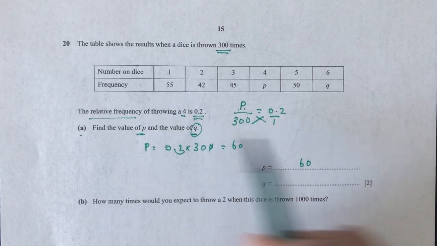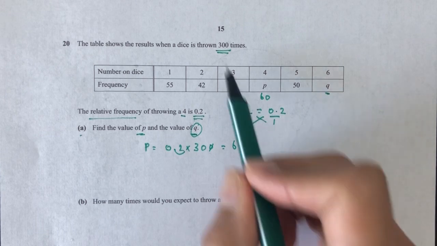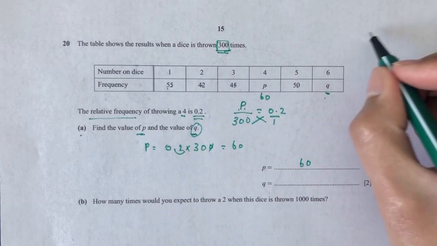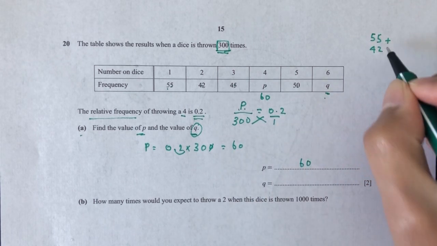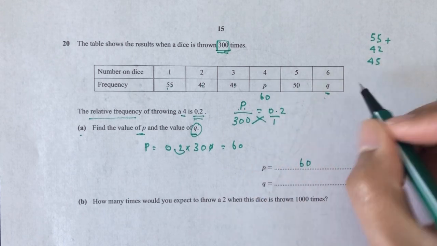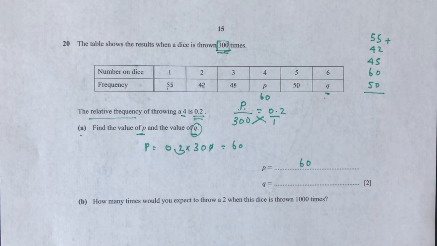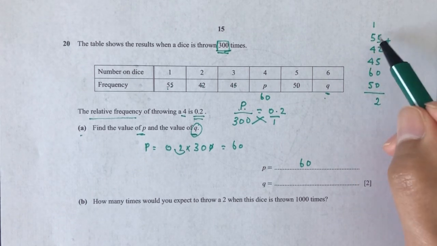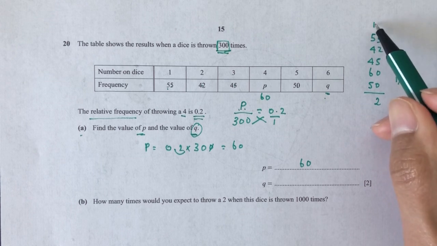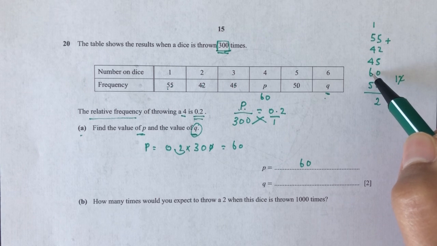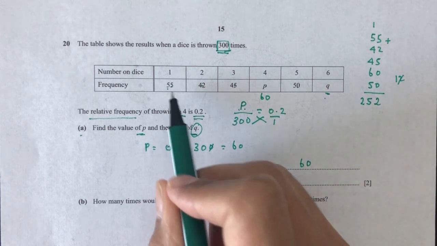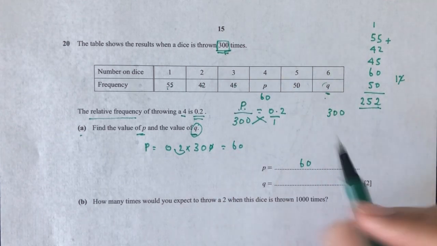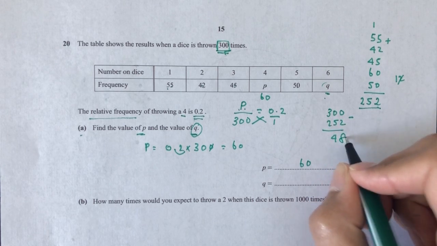Now I find the value of Q. So if you know this is 60, the value of Q will be 300 minus this to get this. So let's first find the sum of all these numbers together. So 55 plus 42 plus 45 plus 60 and plus 50. Okay, so 5 plus 2 is 7, 7 plus 5 is 12, so 12. So here we have 5 plus 4 is 9, 9 plus 1 is 10, 10 plus 10 is 20, 20 plus 5 is 25. So the sum of these numbers is 252. Find the value of Q. Q will be 300, which is the frequency here, minus 252, will be 48. So value of Q is 48.